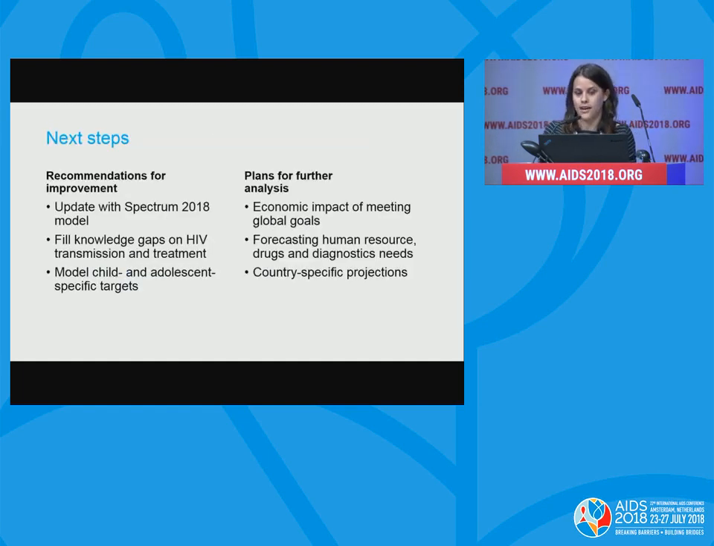So next steps for improvement in the model, we will update with the Spectrum 2018 model, which was used this year, and that will help to fill certain knowledge gaps, for example, in retention rates, HIV transmission, especially incident infections during pregnancy and breastfeeding. And then we'll also model those child and adolescent-specific targets to see if that's enough to curb the epidemic. These results can also help for further analysis and better public health action, such as economic impact, forecasting, and country-specific projections to start more local dialogues.